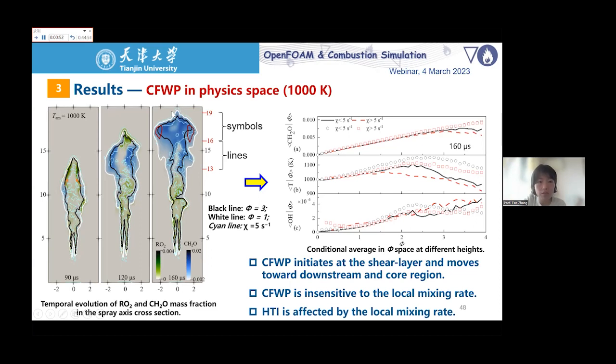Because in the downstream, at the flame tip, the local scalar dissipation rate is relatively high. So the high temperature ignition is affected by the local mixing rate. You can also find it in the right figure. Here we draw the conditional average of the formaldehyde, temperature and OH in the phi space, and the data are from the upstream and the downstream. In the downstream, we can see the cool flame wave propagation is insensitive to the local mixture fraction.